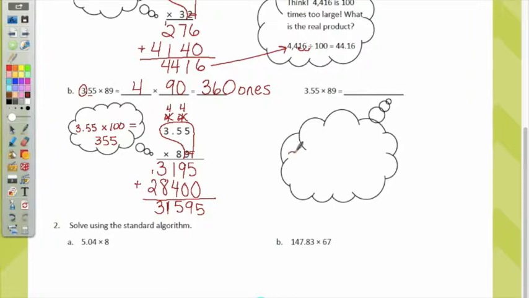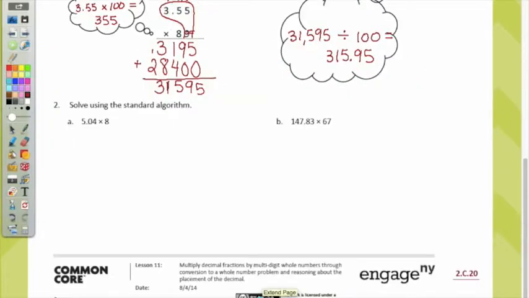In this thought bubble, I'm going to take 31,595 and I'm going to divide it by what, boys and girls? 100. And that will help me place the decimal in the correct place, because if I hop it back twice, I'll end up with 315 and 95 hundredths. Does that make sense with our estimate? It does. This just says solve using the standard algorithm.